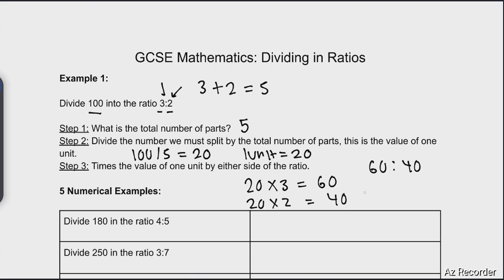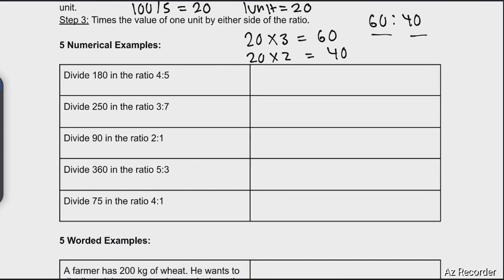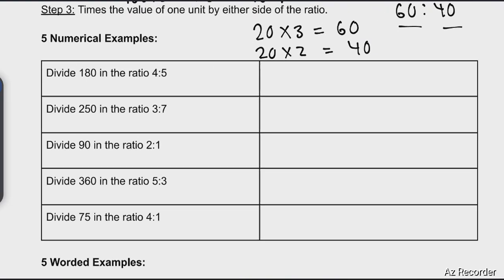The way to double check that is to make sure that either side of your ratio adds up to that original value. So 60 plus 40 does equal 100. Okay, so let's apply what we've just learned to do 5 numerical examples.